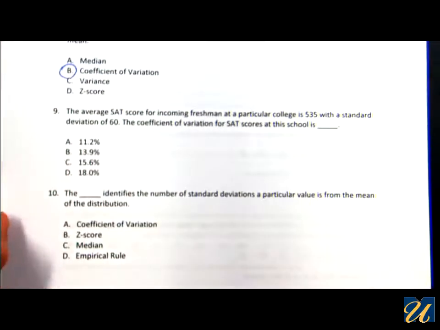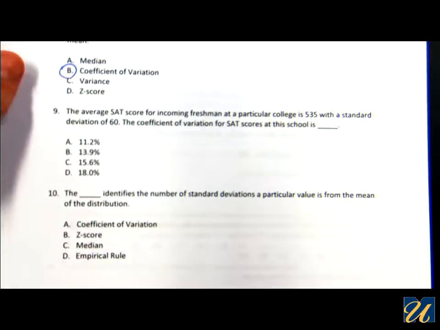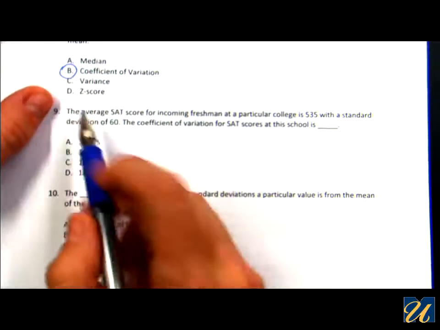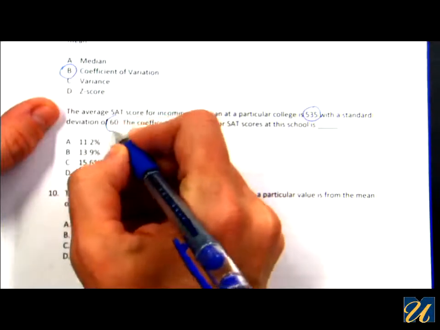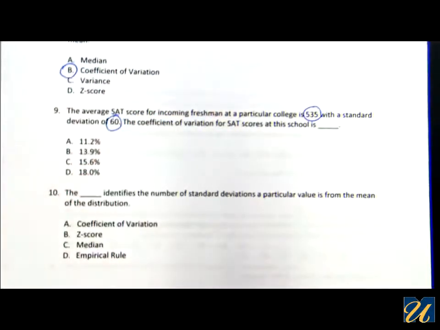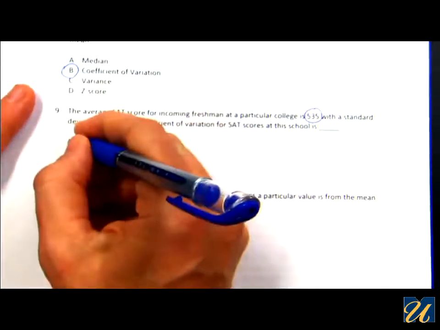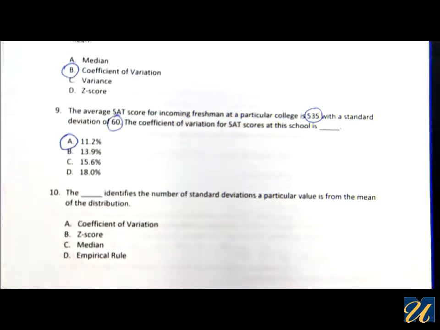The average SAT score for incoming freshmen at a particular college is 535 with a standard deviation of 60. The coefficient of variation for SAT scores at this school is what? So we have the average, which is 535. We have the standard deviation, which is 60. So we will do 60 over 535 times 100%. This should be 11.2%.